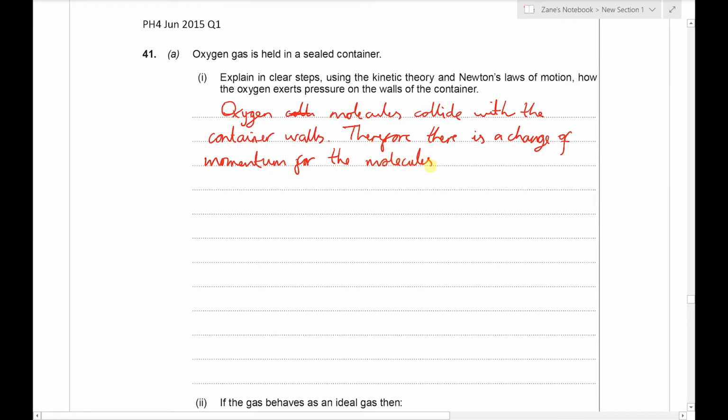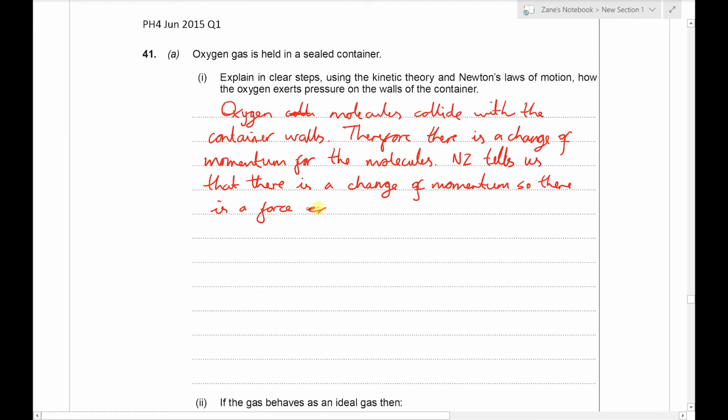Now this is where we can get in Newton's second law, so I'm just going to call it N2 for Newton's second law. Newton's second law tells us that if there's a change of momentum, the size of a resultant force is proportional to the rate of change of momentum. But this force is the force exerted on the molecules by the wall.